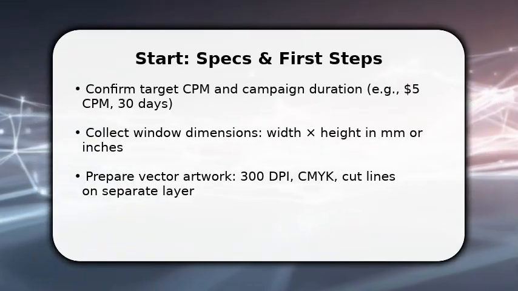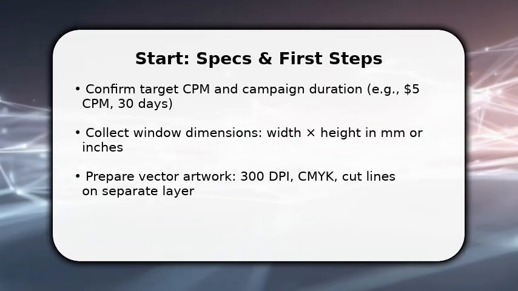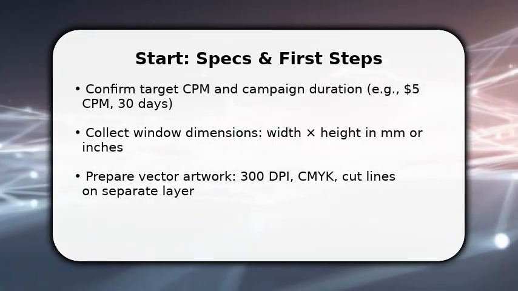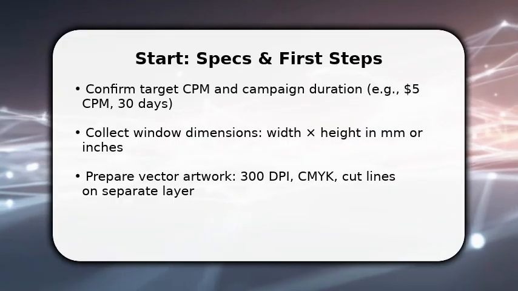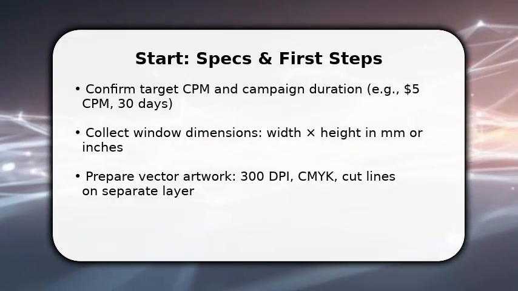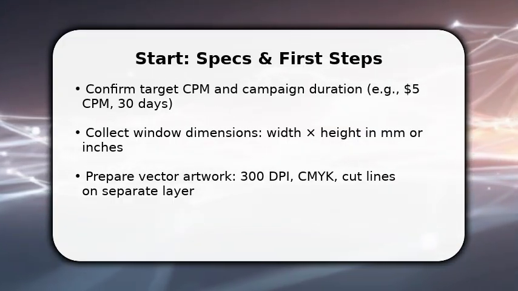Make a simple spreadsheet. Finally, export vector artwork at 300 dpi in CMYK with cut lines on a separate layer so printers know where to trim. Once done, you're ready to request quotes.